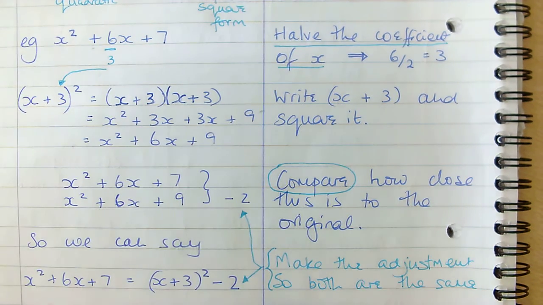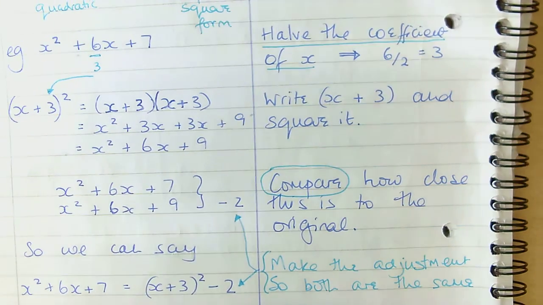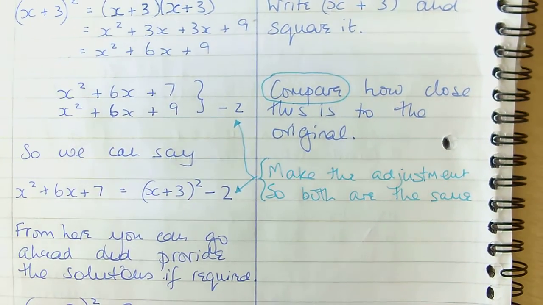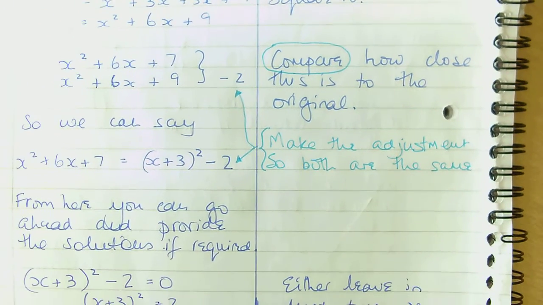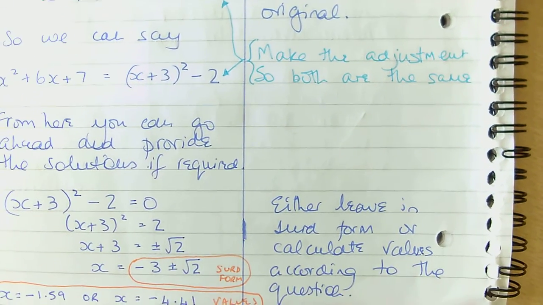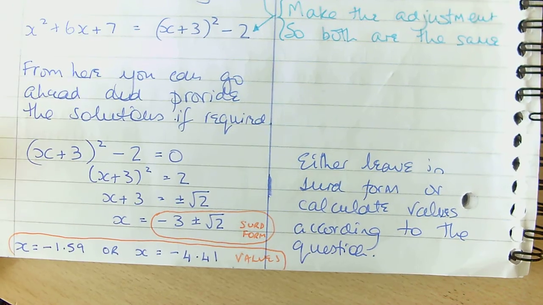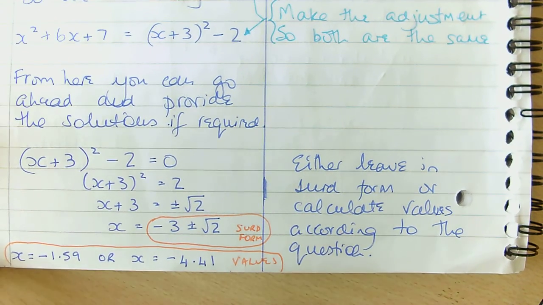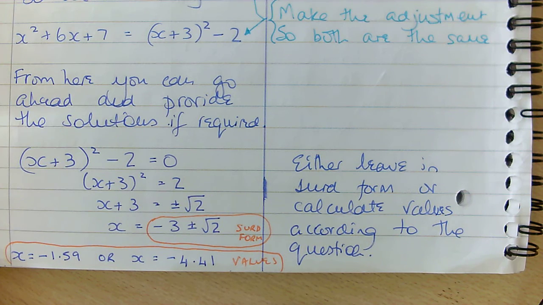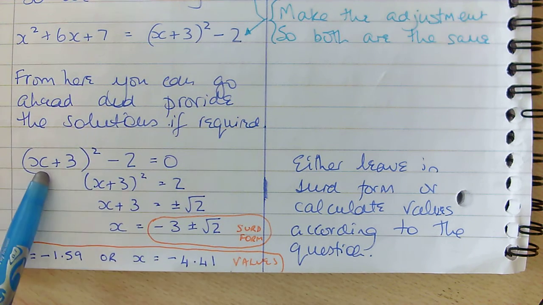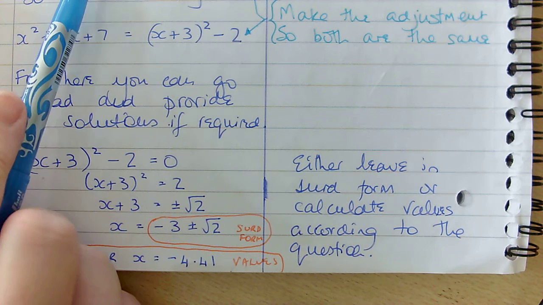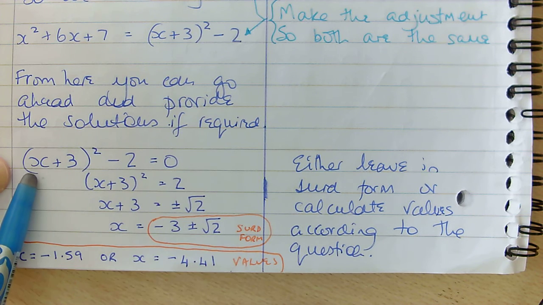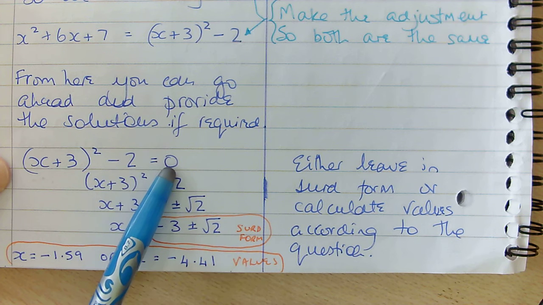Now at that stage you can go ahead if required. Sometimes questions just ask you to put something in completed square form and that's the end of the question, but in some instances you would use it to actually solve a question. And so from that stage you can use the idea, as we do with most quadratics, that they're set equal to 0 to find solutions. Use the completed square form to do that.